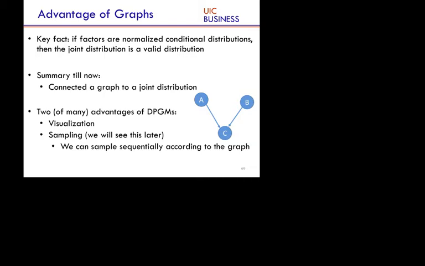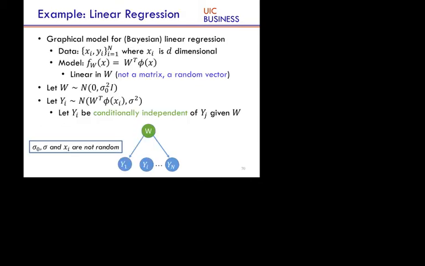So now I'm going to get to a couple of examples to further drive home the point about a graph and a joint distribution. And now we're going to slowly introduce the concept of conditional independence as well. So let's focus on linear regression, or the Bayesian version of this linear regression. So here we have xi, yi as the endpoints, n examples in your data set.